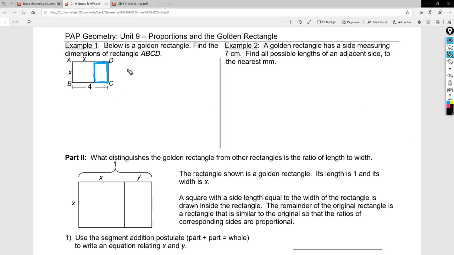So I know that 4 is to x as... Again, the longer side here is x, and I need this length right inside here. If this length is x, then this length right here must be 4 minus x. Okay, so if I solve this out, we can cross multiply. I get 16 minus 4x being x squared.